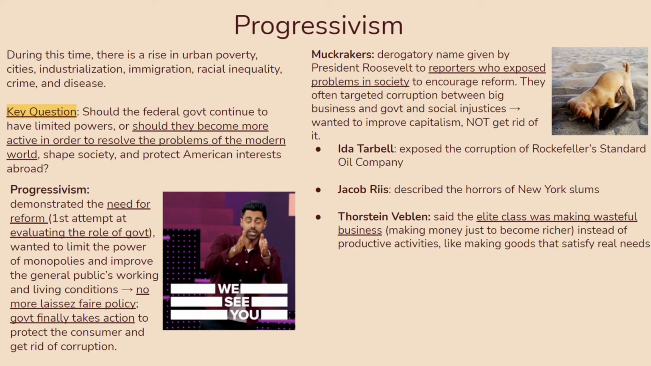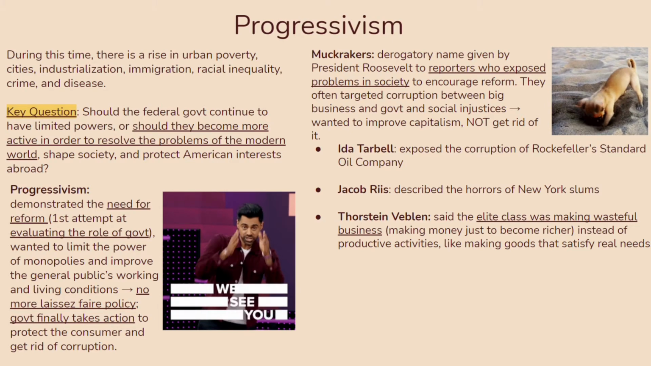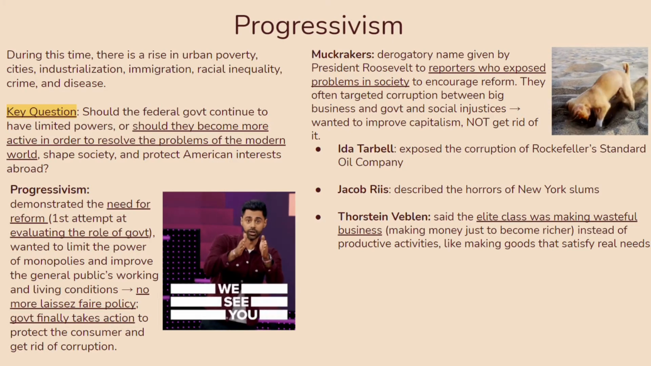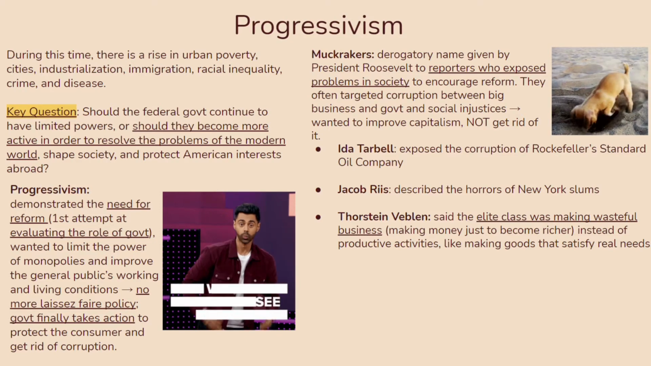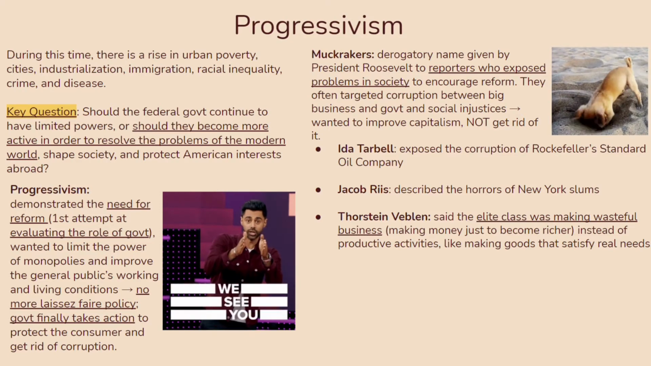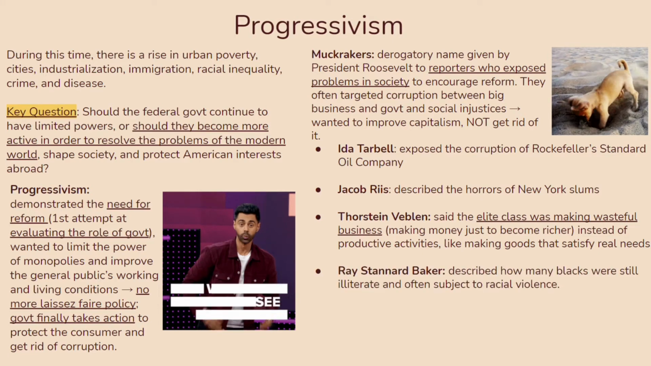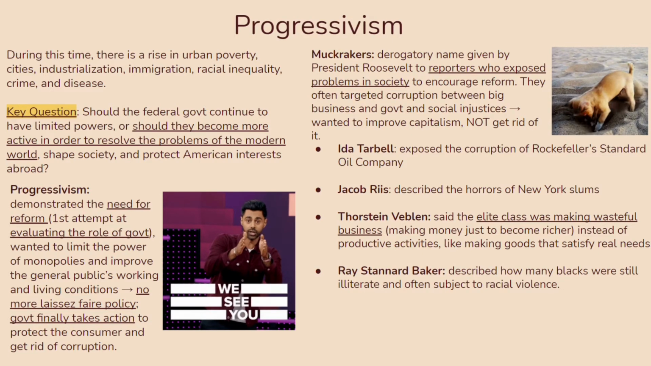Another one you should know about is Thorstein Veblen. He said that the elite class was actually making wasteful business. In other words, making money just for the sake of becoming richer, instead of actually doing productive activities like making goods that satisfy real needs. And finally, you have Ray Stannard Baker. He described how many African Americans were still illiterate and often subject to racial violence.